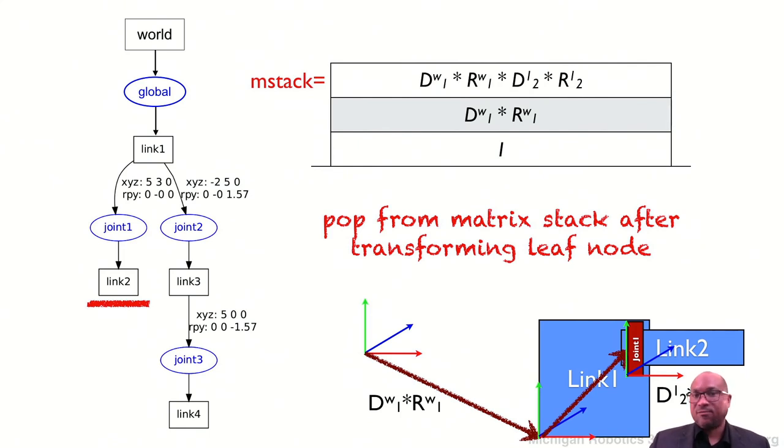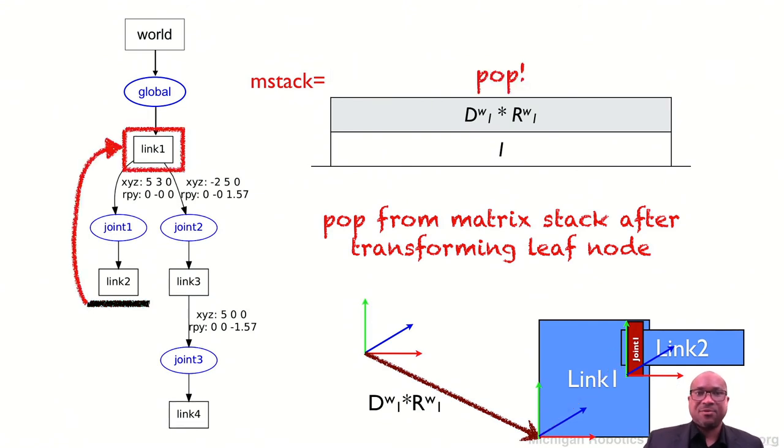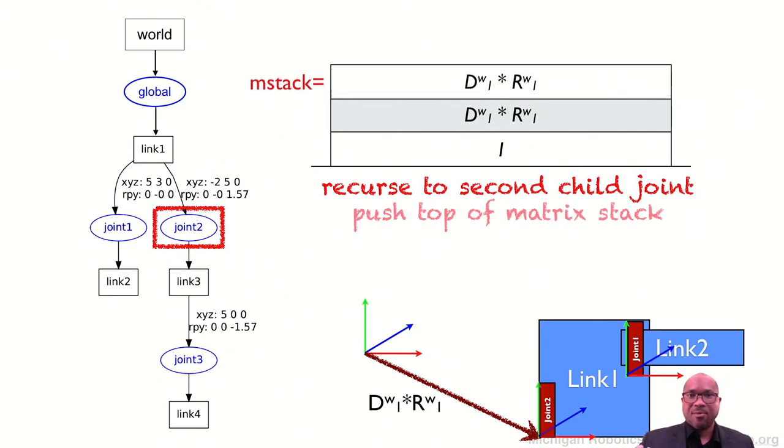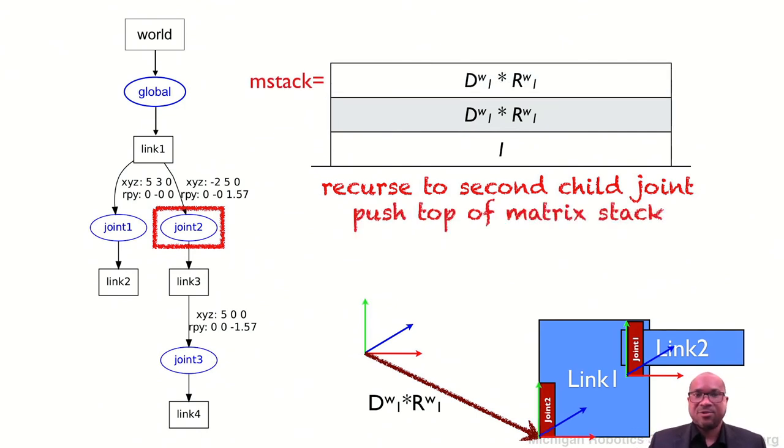So what we should then do, if we have a recursive algorithm, is pop back up to link one. Essentially, what would happen for function calls is your functions would just return, and then you would come back, and the call stack would be at link one. Now we've processed joint one. We can then recurse to the second child joint. This will now bring us to joint two. As we do that, we put a copy on the top of the matrix stack.